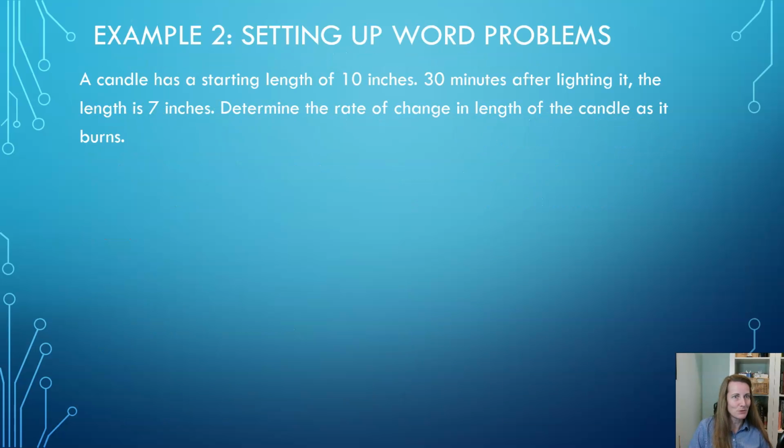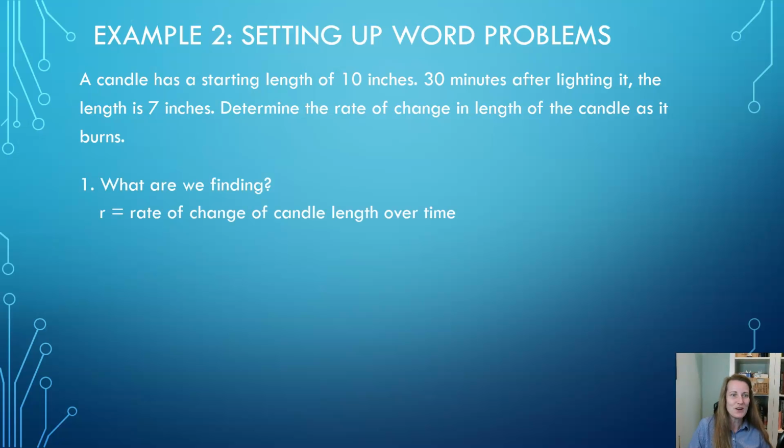Okay, let's do another problem. The candle has a starting length of 10 inches. 30 minutes after lighting it, the length is 7 inches. Determine the rate of change in length of the candle as it burns. Does it seem complicated? Do you even know where to start? Yes, you know where to start. Number 1, what are we finding? We are finding the rate of change of candle length over time. Right here, the rate of change in length of the candle as it burns. Okay, that's what we're finding.